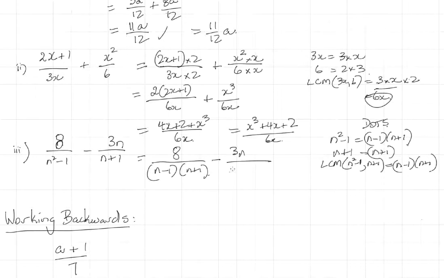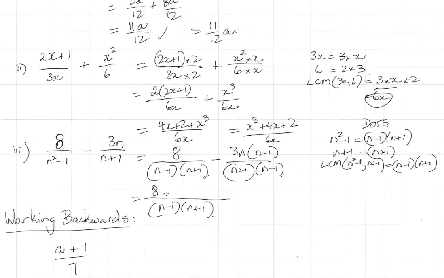3n over n plus 1. What have we got to multiply that by to get (n minus 1)(n plus 1)? Simply n minus 1. And if we multiply the bottom by n minus 1, we're going to multiply the top by n minus 1. Bear in mind that all of that is still 3n over n plus 1. What it has done though, (n plus 1)(n minus 1) is the same as (n minus 1)(n plus 1). We've got the same denominators. So now we can combine the tops.